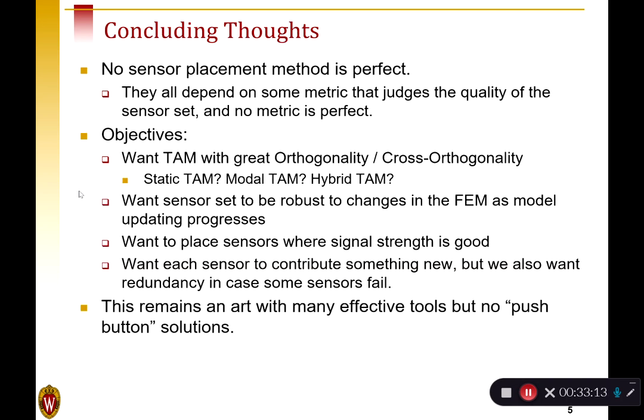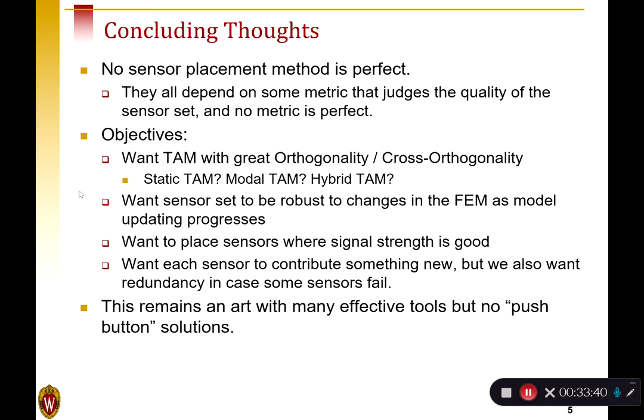Just a few thoughts to wrap up. All of these algorithms are based on a metric that tries to measure how good a sensor set is, so that we can iterate on that metric and then come up with an optimal set. The problem is we can't come up with a perfect metric that really includes everything and weights it in the perfect way. And as a result, no sensor placement method can really be perfect.